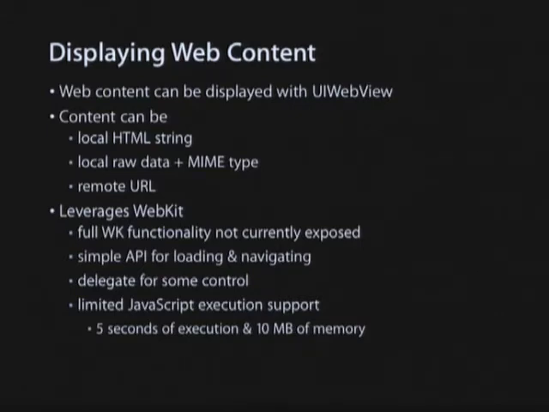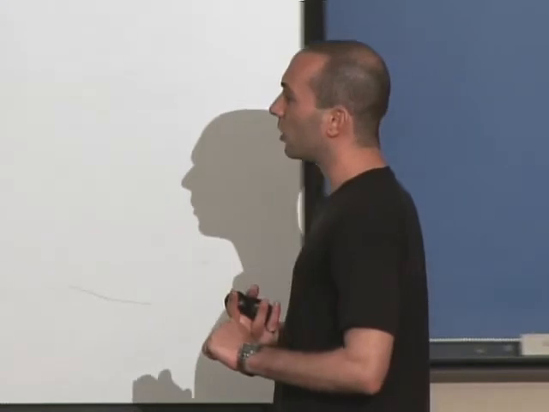There's a simple API for loading and navigating. Once again, there's just three ways to specify the content of the web view. And then there are delegate methods for saying that a link was clicked, that a page finished loading, that an error occurred, stuff like that. There's also JavaScript functionality built in. I don't expect you to do any crazy JavaScript that exceeds this, but you have about 5 seconds of execution per JavaScript, and 10 megabytes of memory to use for JavaScript.